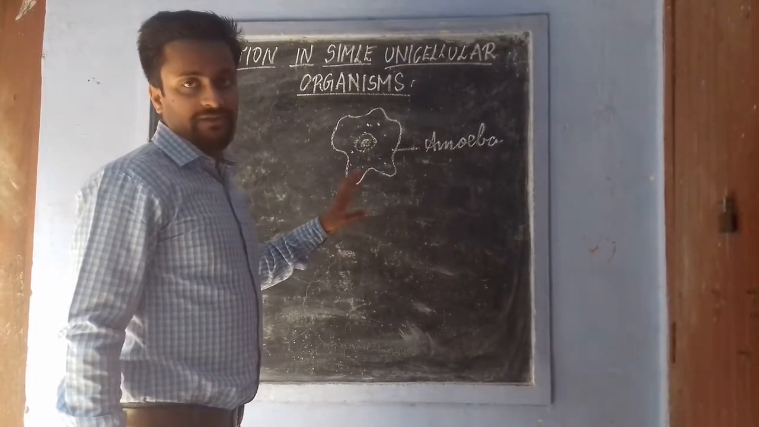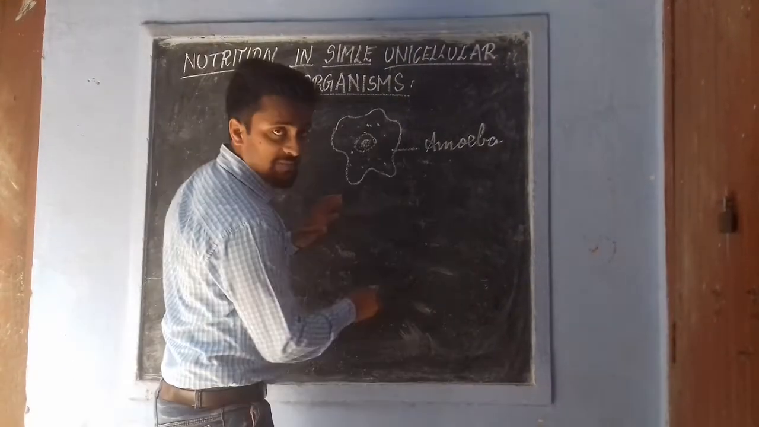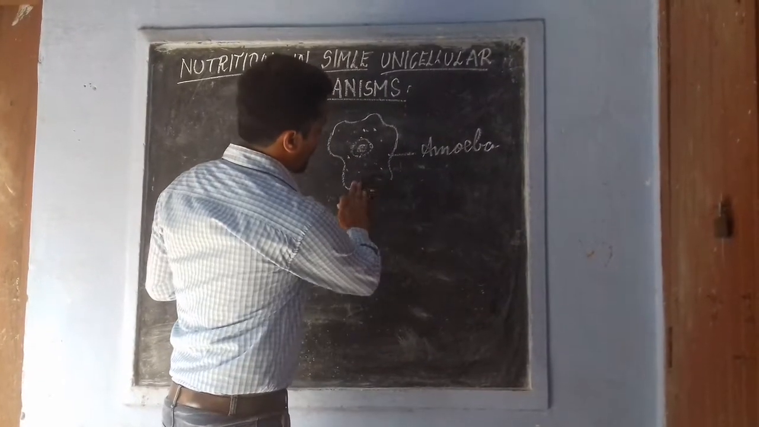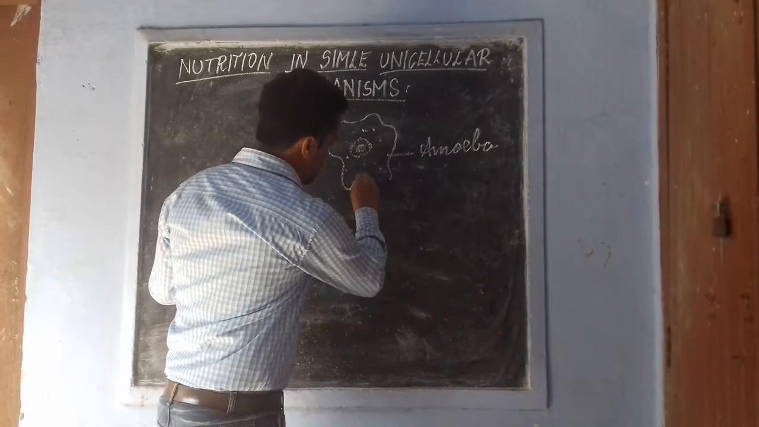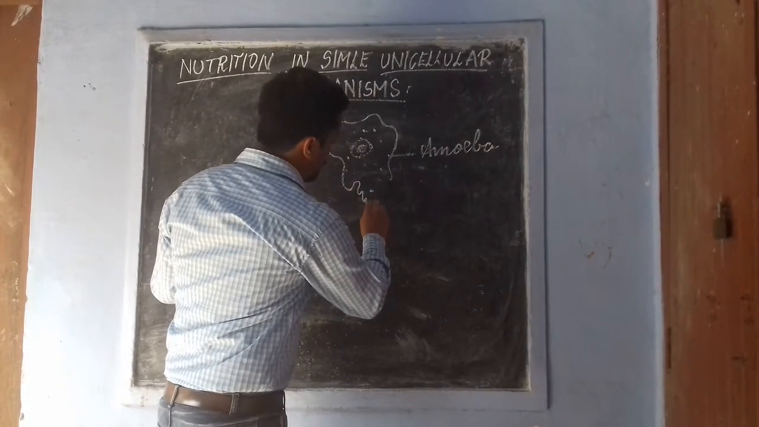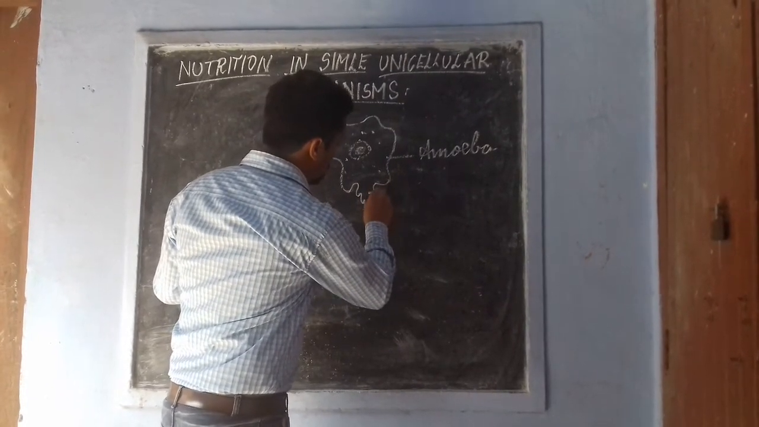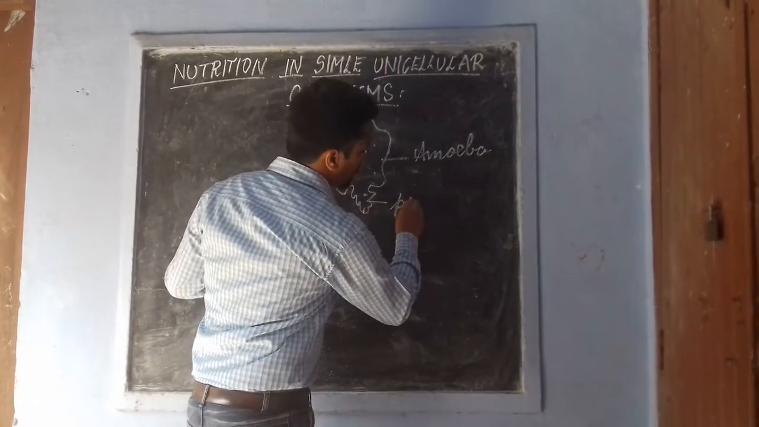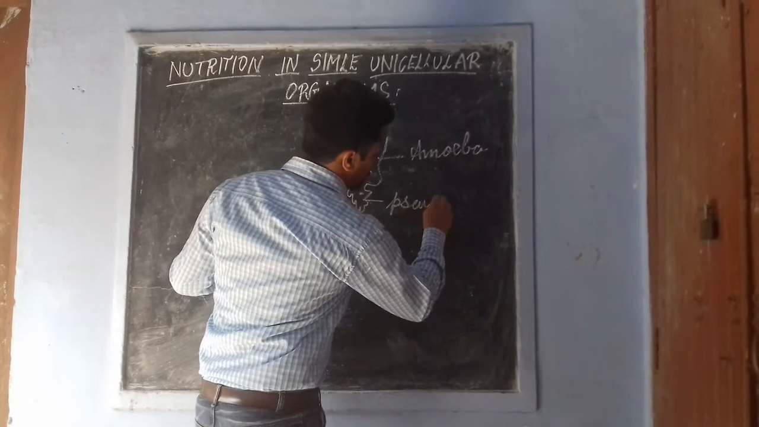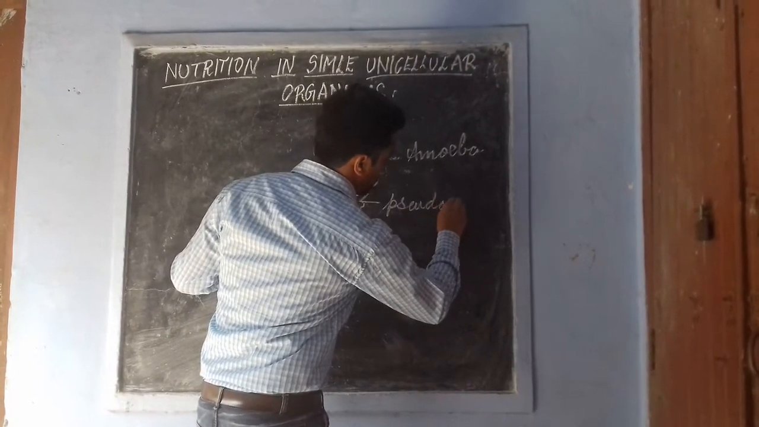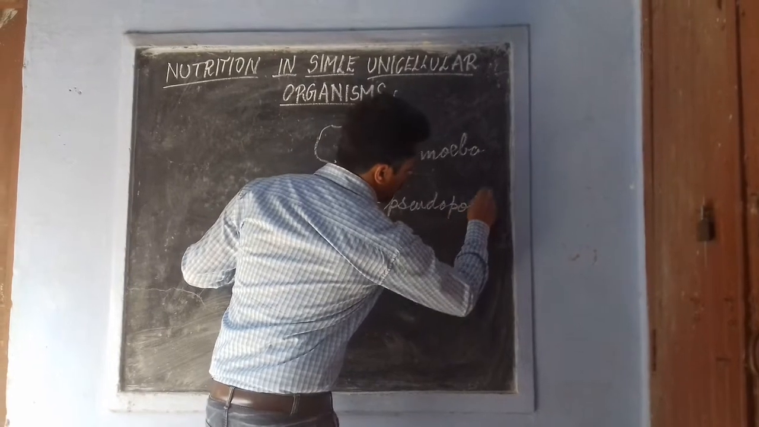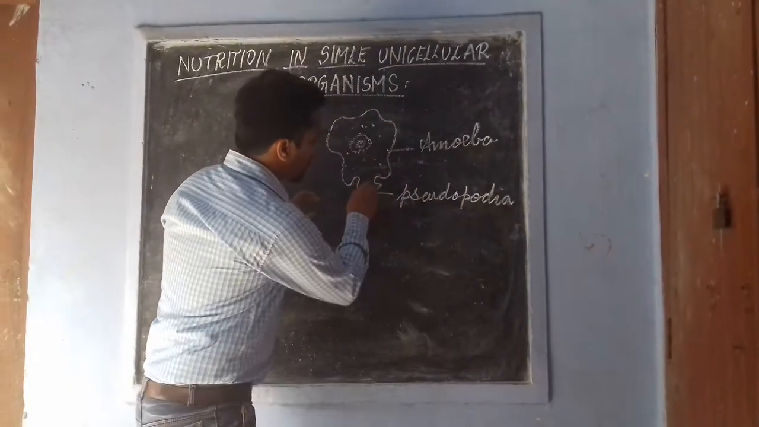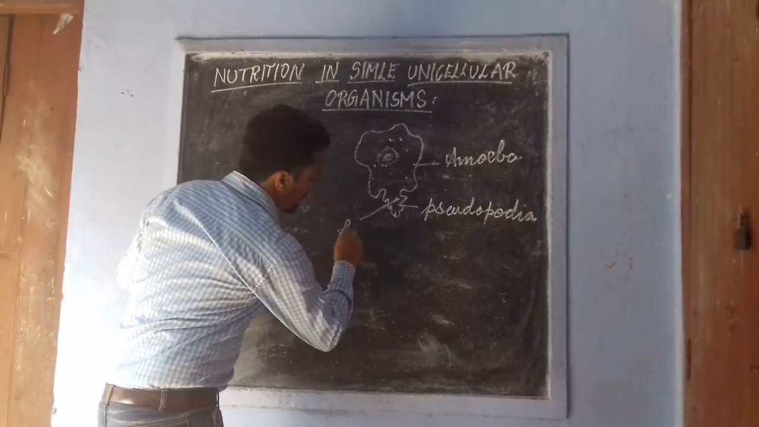This amoebic cell is an aquatic animal. So when this amoeba senses food, what happens? This amoeba starts engulfing the food particle. It starts forming finger-like projections which are called pseudopodia. These temporary finger-like projections engulf this food particle inside it.